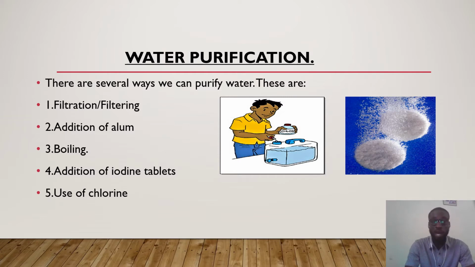Also, we have addition of alum. Three, we have boiling. Four, we have addition of iodine tablets. And five, we can use chlorine to make dirty water clean. With all these methods, one can make dirty water clean.